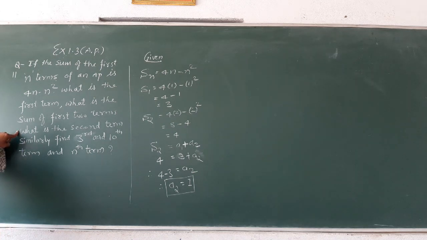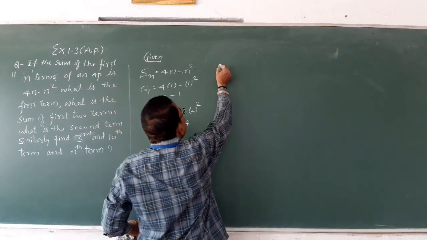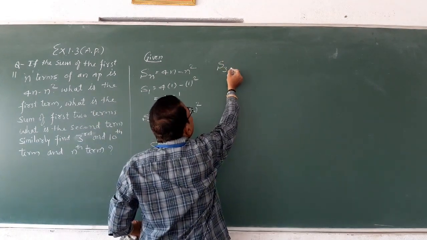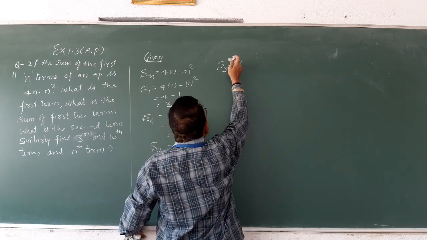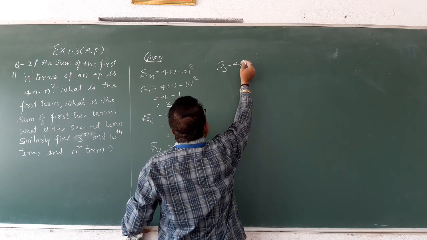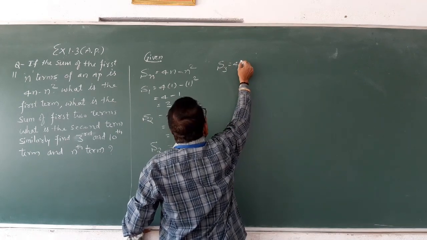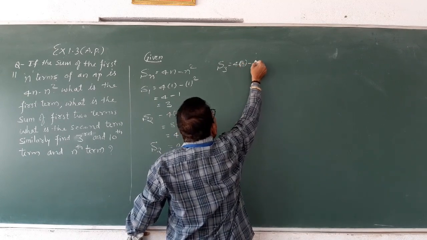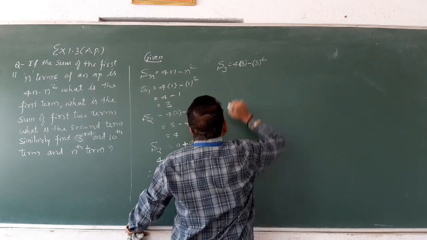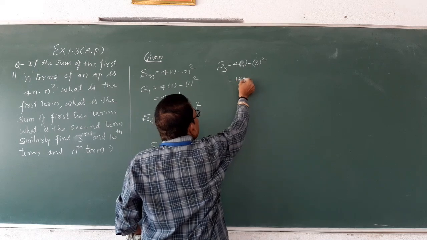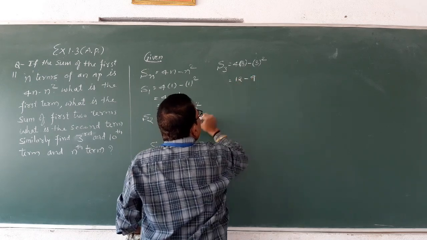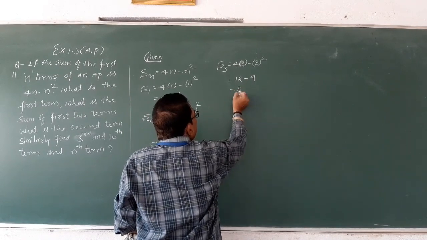Now, they have asked us to find the third and 10th term also. So, S3 equals 4 into 3 minus 3 square. So, 4 3s are 12 minus 3 3s are 9. 12 minus 9, that is 3.